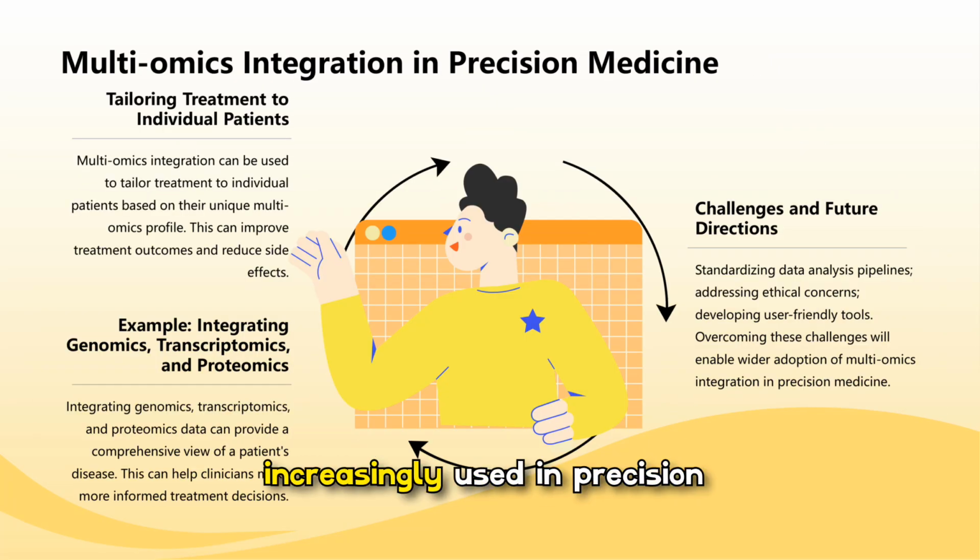Multi-omics integration is increasingly used in precision medicine to tailor treatments to individual patients. By combining genomics, transcriptomics, and proteomics, clinicians can build a more complete profile of a patient's disease, informing treatment choices while acknowledging the need for standardized pipelines and responsible data handling.